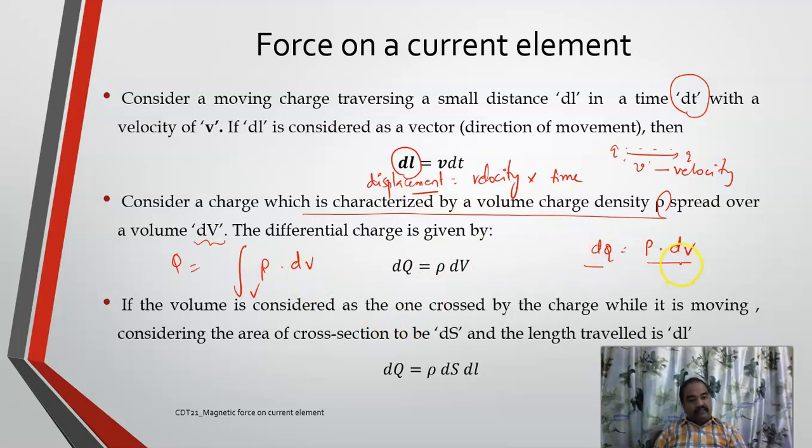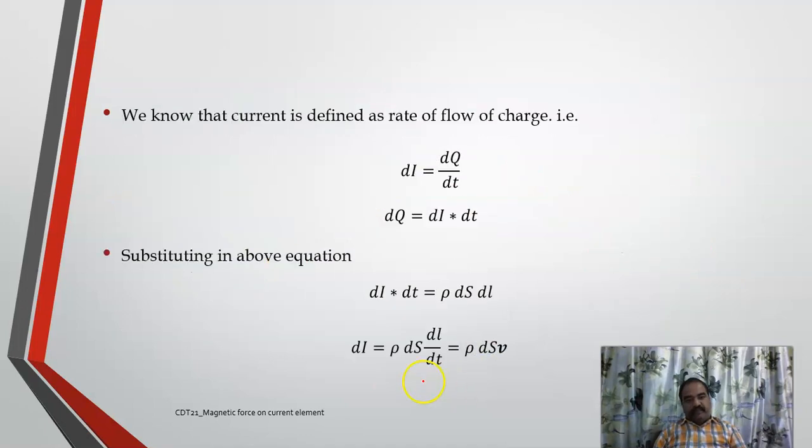Now if the volume is considered to be the one which is crossed by this charge in this direction, I will separate it as ds into dl. This is surface area, this is length. If I multiply these two, I will get differential volume. So dq is nothing but rho into ds into dl. So what we have already got is dq is equal to rho into ds into dl, right?